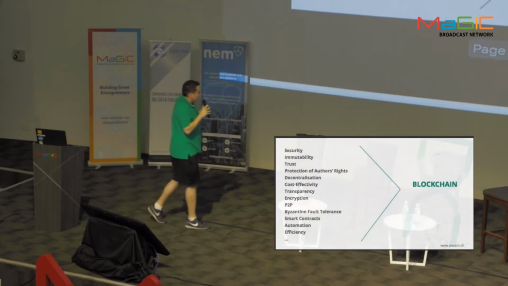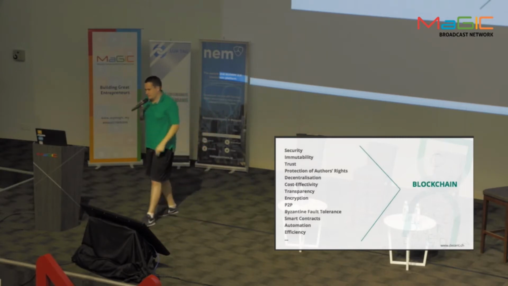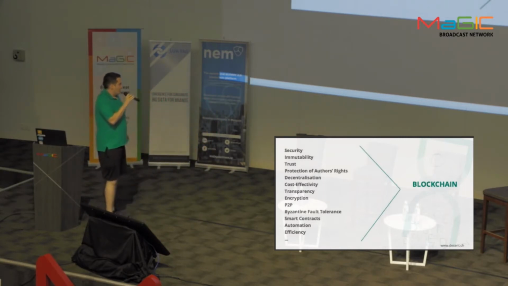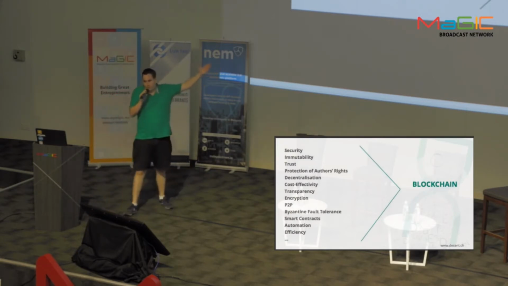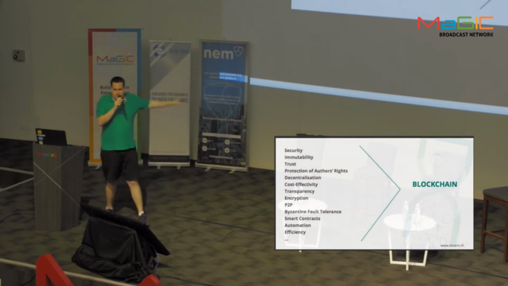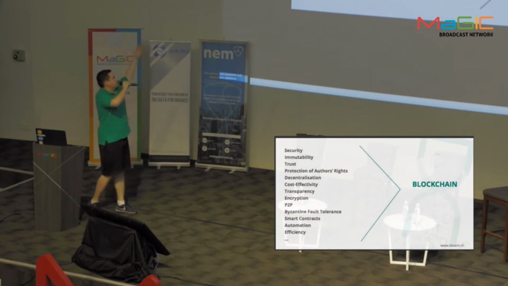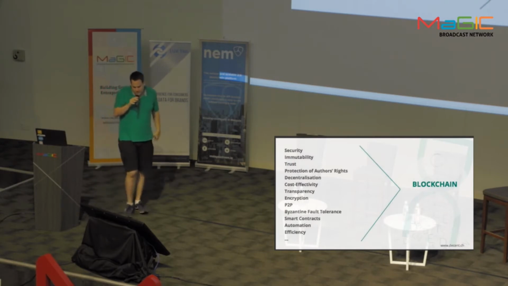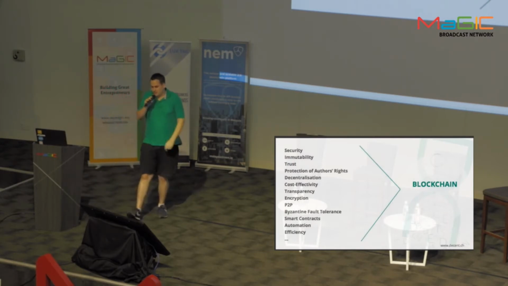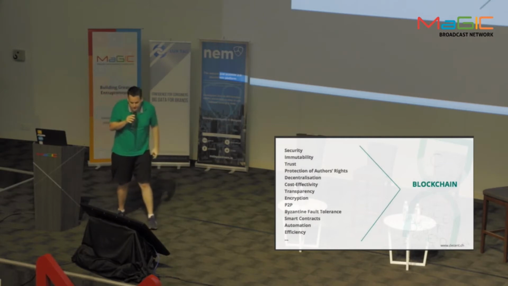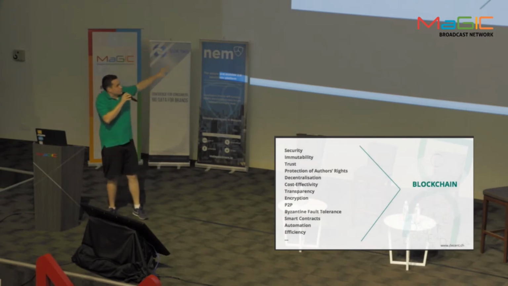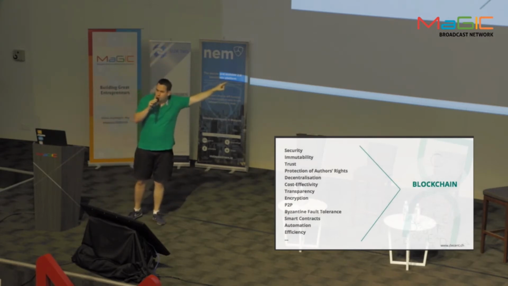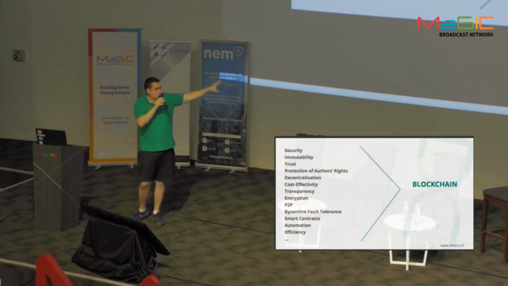Next slide, please. So, blockchain. Blockchain has been mentioned many times over here, explained excellently by Rene. I would only like to say that if you Google blockchain, you get to Wikipedia, and you can see a lot of terms. One of them is security, immutability, trust, protection of authors' rights, decentralization, cost effectiveness, transparency, encryption, cryptography, peer-to-peer, Byzantine fault tolerance, smart contracts, automation, efficiency, and many more. So the thing is that all those terms can be explained by one word, blockchain. It includes all this.